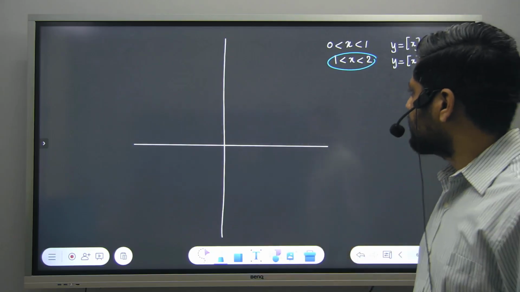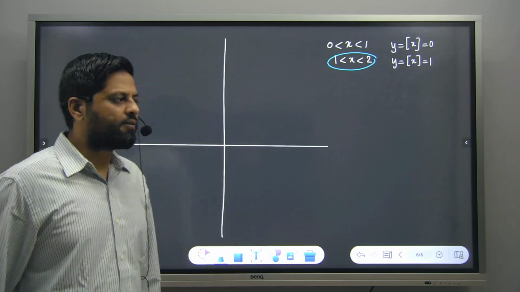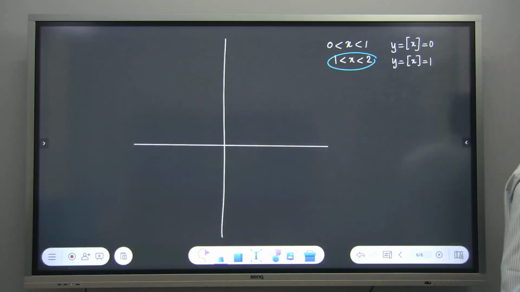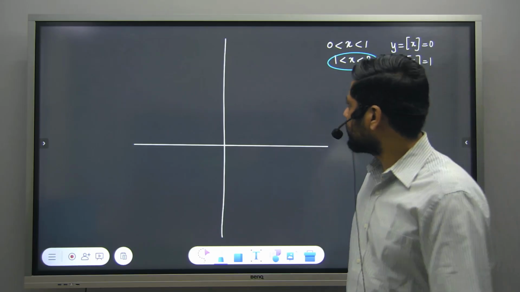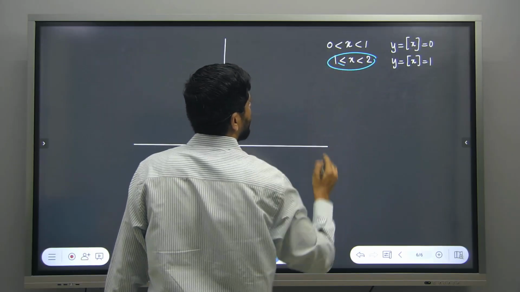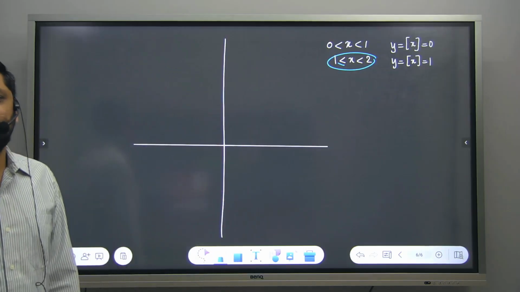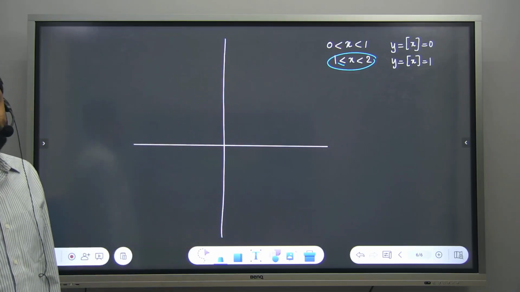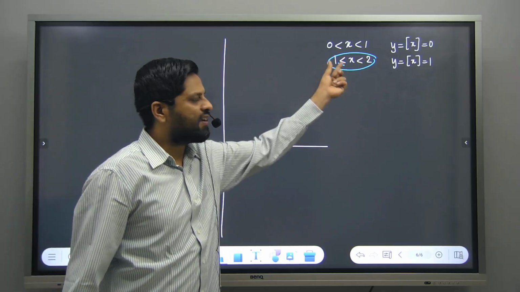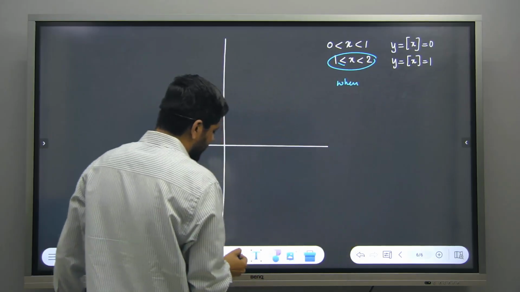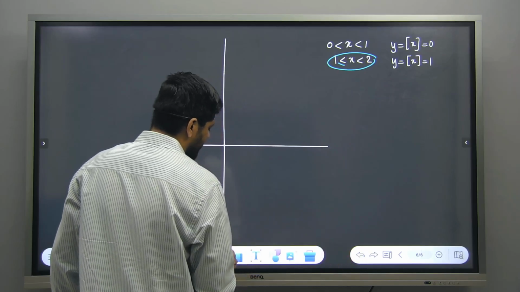Less than or equal to. Where will less than or equal to come? For 1, with the closed interval, right? So, basically, 1 is lesser than or equal to x, or x is greater than or equal to 1. So, please keep in mind, when x is equal to 1, what will happen to the value of y?